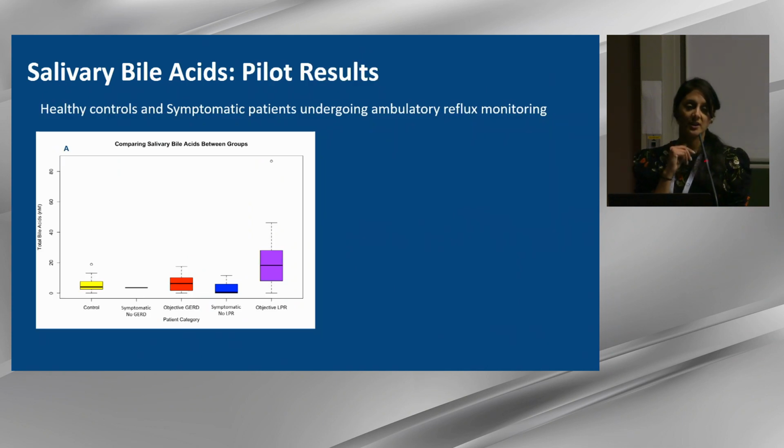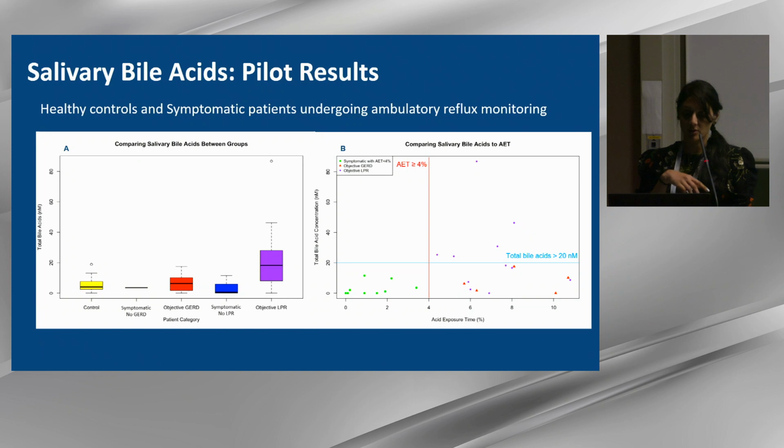So these are patients that were undergoing reflux monitoring. There are controls, symptomatic patients that didn't meet criteria for GERD, and then the purple is laryngeal symptoms that actually did have GERD, and they had a significantly higher concentration of bile acids in their saliva. And this regression plot may be hard to see, but the purple dots in the upper right-hand corner are the ones that had elevated bile acids in the saliva and also had an elevated acid exposure. So I think we'll be hearing more about these types of biomarkers in the future.